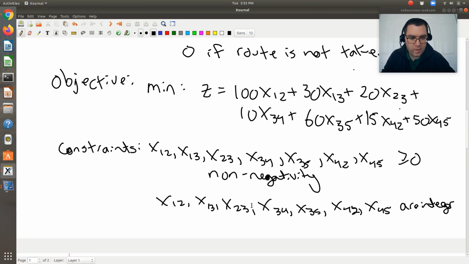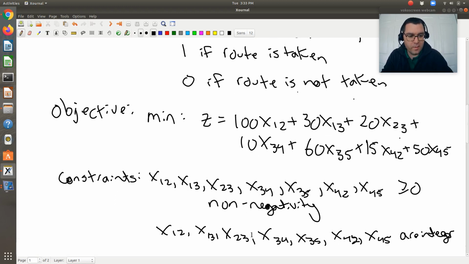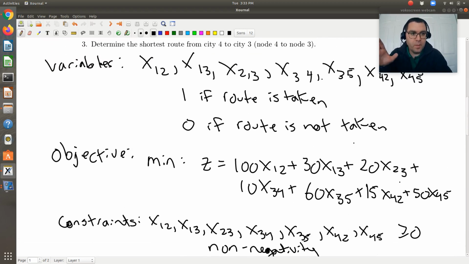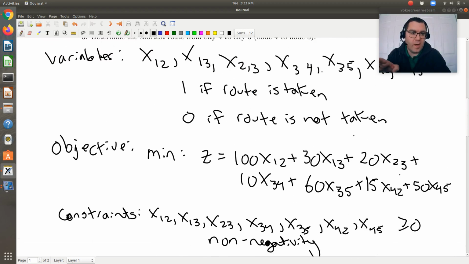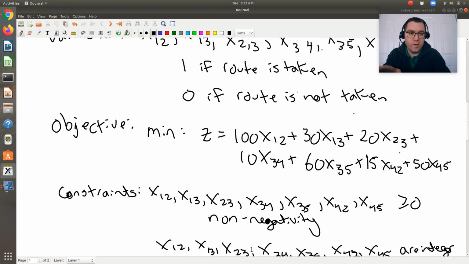Okay, and then in order to get this binary constraint, so we're already assuming our variables are non-negative, we're assuming they're integers, so we're going to add a constraint that all of our variables have to be less than or equal to 1. So if they have to be greater than or equal to 0 and less than or equal to 1, the only two possibilities then are going to be 0 or 1.